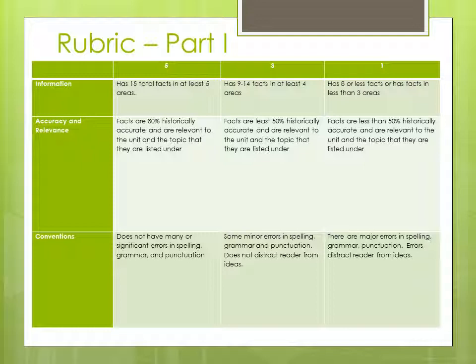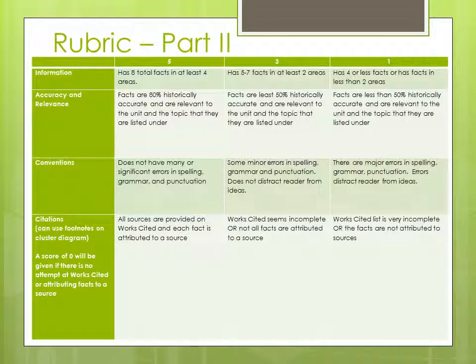So this is 15 points. This is how the cluster diagram will be graded. And then you've got part 2, which is the clustering of the ideas. So again, information, you have to have so many facts in so many areas. Historical accuracy, exactly the same: 80%, at least 50%, less than 50%. The conventions, exact same thing. Very few, hardly any, not any at all errors in spelling, grammar, punctuation. Minor, but it doesn't distract me, is a 3. And then major, and it does distract me from your ideas, is a 1.